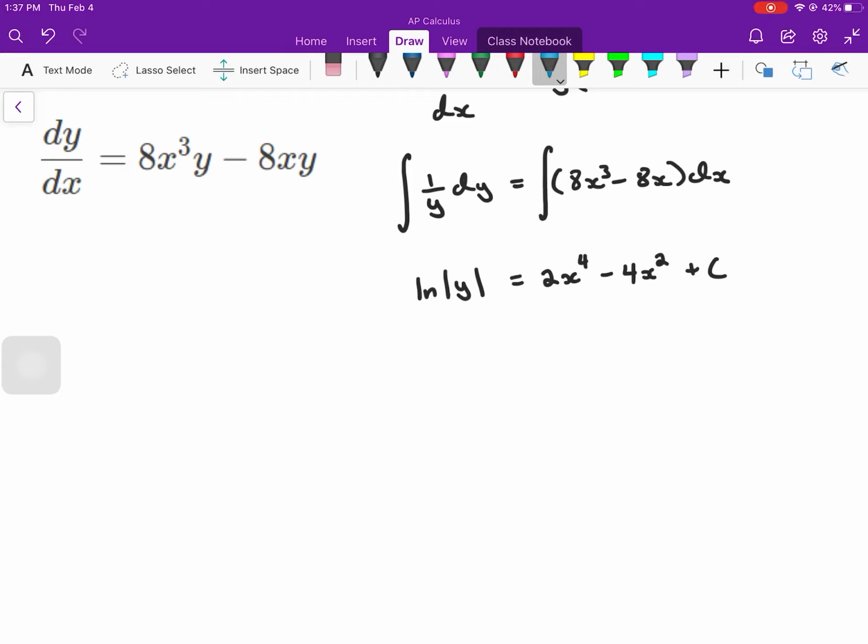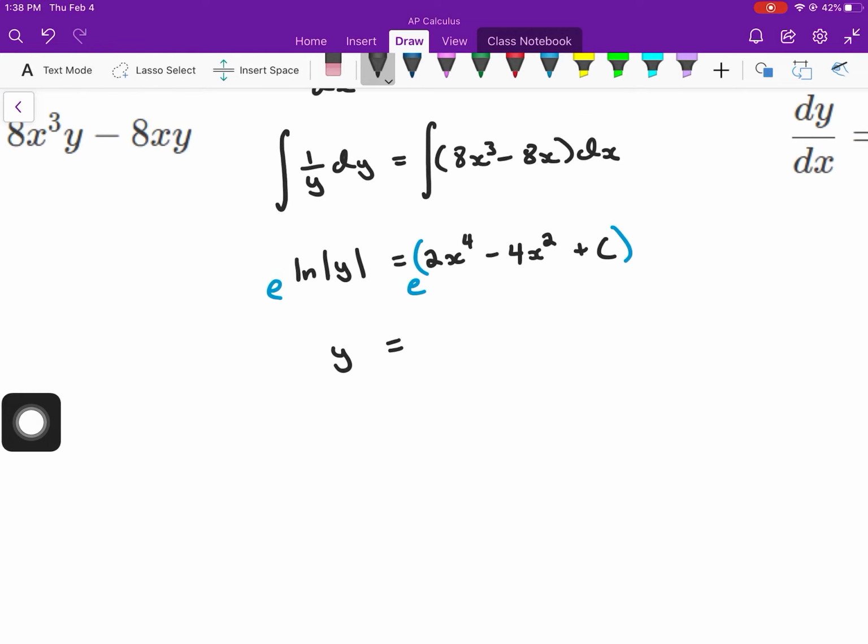Now we're going to raise each side with a base of e. Cancels out, gives us y equals. So why did I do that? e and natural log are inverses of each other, so they cancel each other out, leaving us with just y. And then what we'll have on the right side is going to be e to the 2x to the 4th minus 4x squared plus c. All that's in the exponent.